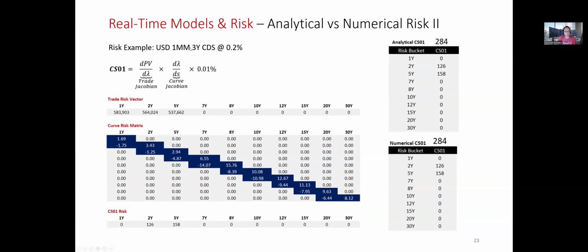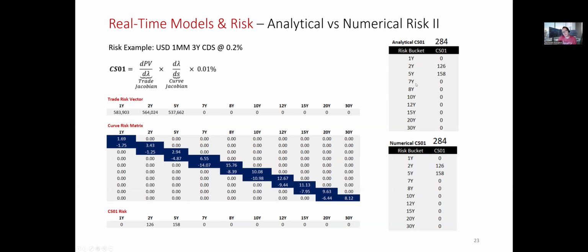The second example, I use a 3-year CDS instrument here. So you can see my trade risk factor is here. My inverse curve Jacobian is here. Multiplied together, these are my risk results. Now you can sort of see I've got 284 risk analytically. When I perform the same calculation numerically, I get exactly the same number. So that's great to hear.